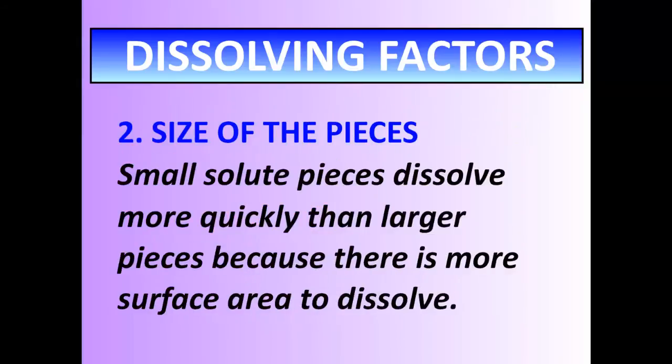Number two, we can change the size of what we're dissolving. For example, if I try to dissolve a sugar cube versus a teaspoon of sugar, the teaspoon of sugar will dissolve faster because it has a larger surface area and the particles are more spread out and smaller. The sugar cube has a small surface area, and it takes a lot for all the water particles to interact with every individual sugar cube particle because they're all packed together.